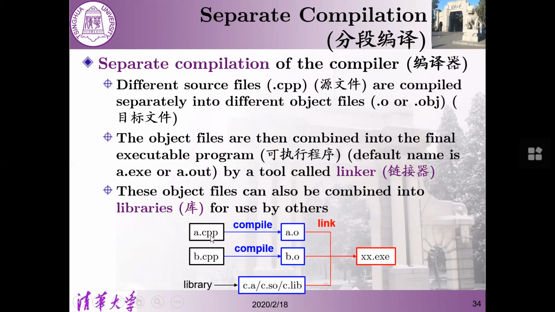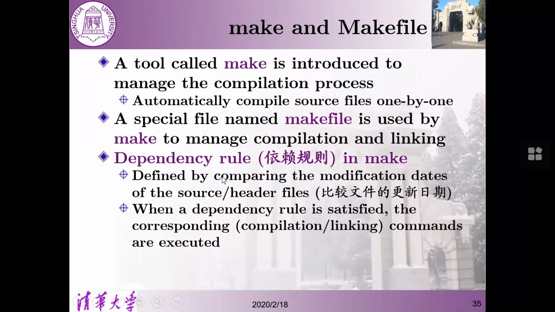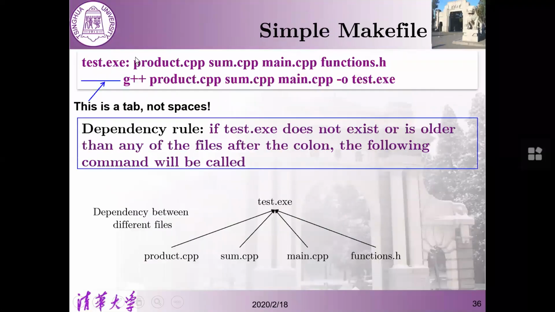But if we modify A.CPP, the time of A.CPP will be, sorry, newer. Newer is better. A.CPP is newer than A.O. And in this way, we know this is newer than this, so we need to compile. Okay, so this is the dependency rule. It will check the modification dates. When the dependency rule is satisfied, there will be some corresponding commands executed.